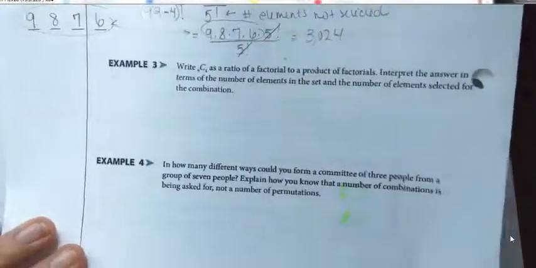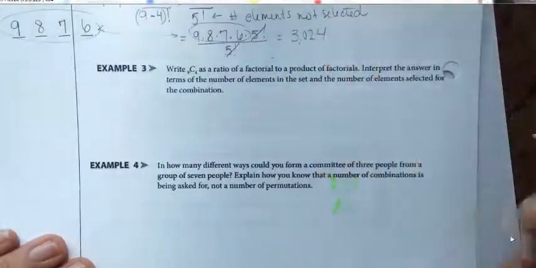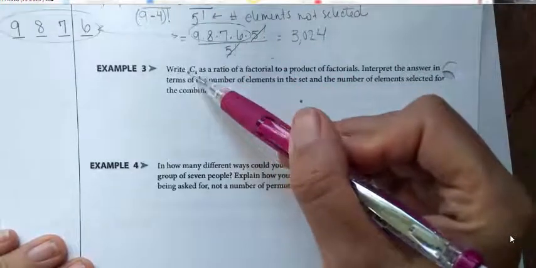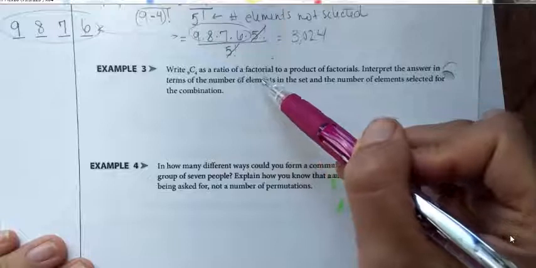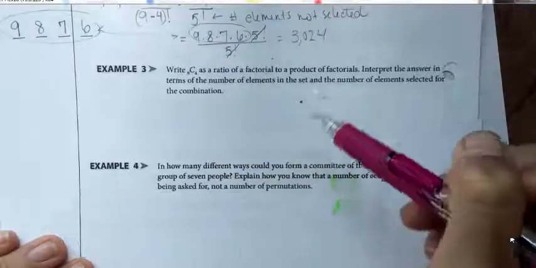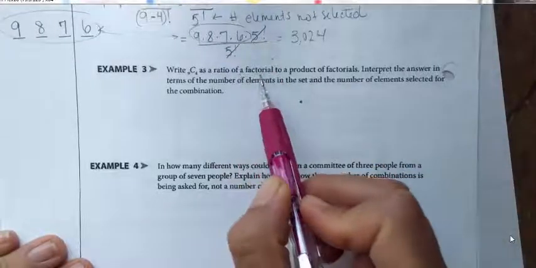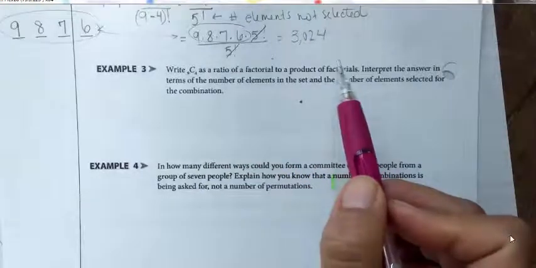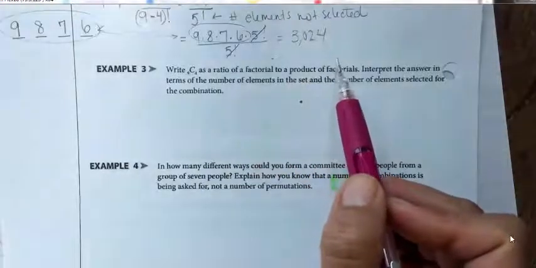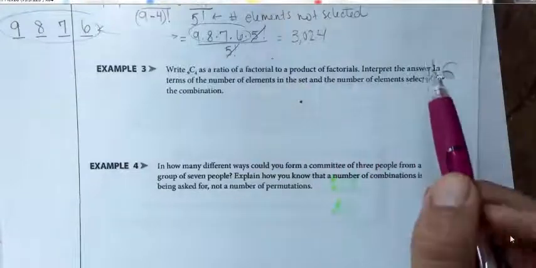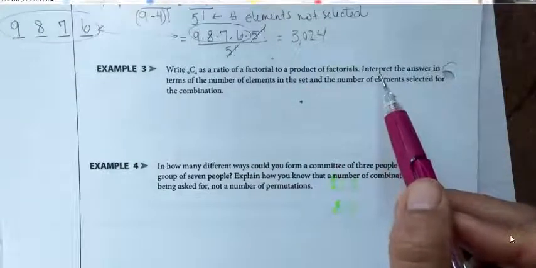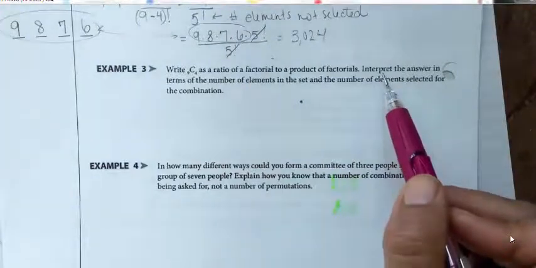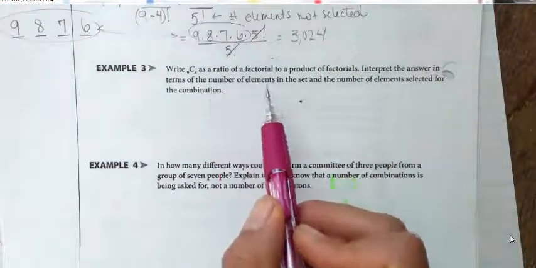All right, let's do example 3. So now we're going to write 9C4 as a ratio of a factorial to a product of factorials. So on the top, we're going to have a factorial. In the bottom, we're going to have a product of factorials. Notice how I had to read that a couple times to try and figure out what they were asking? Yep, that happens.